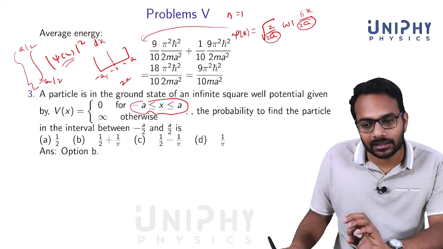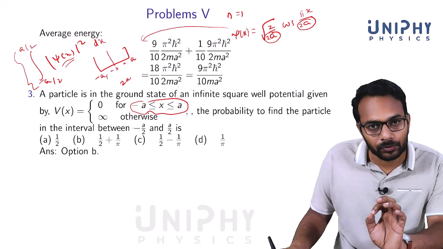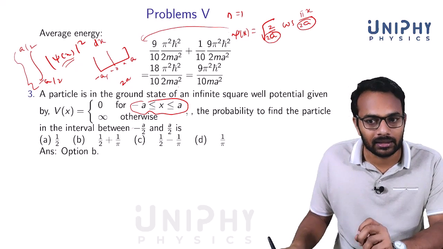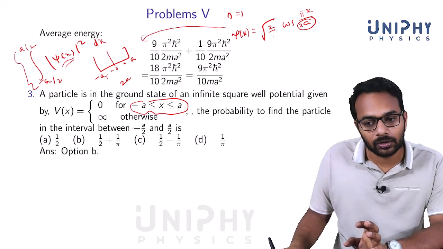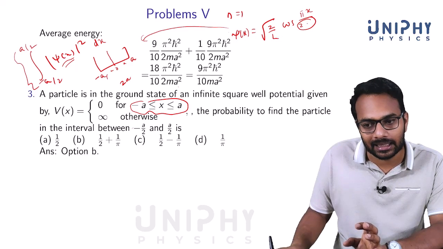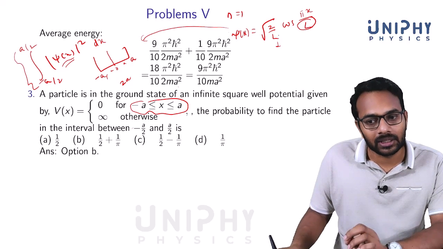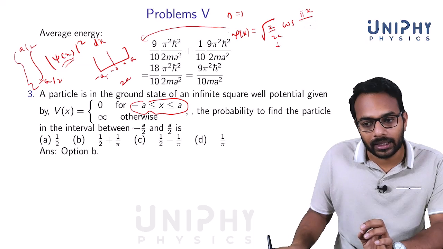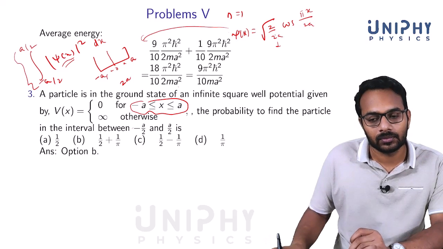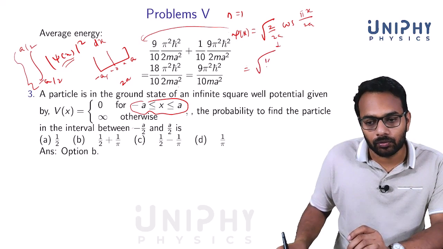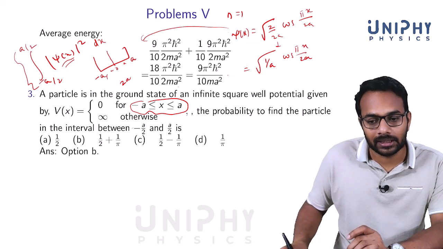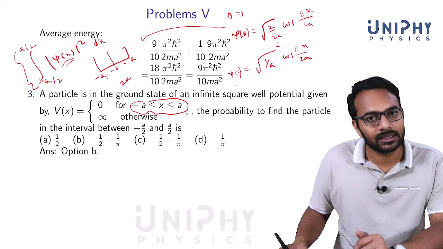So you don't just write square root of 2 by a. It's square root of 2 divided by the width of the potential well. Maybe we can write it as L, then it's more clear. And what's L? L is the width of the potential well, and in this case it is 2a. So this is actually square root of 1 by a cos pi x divided by 2a. This is your wave function.